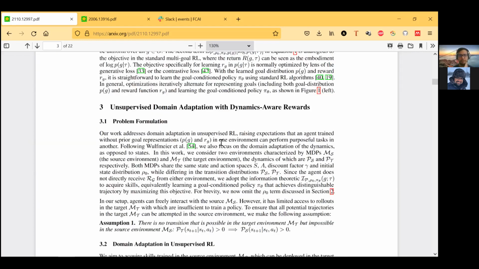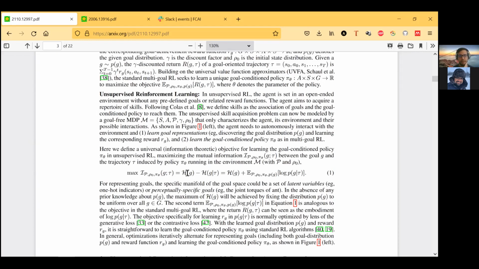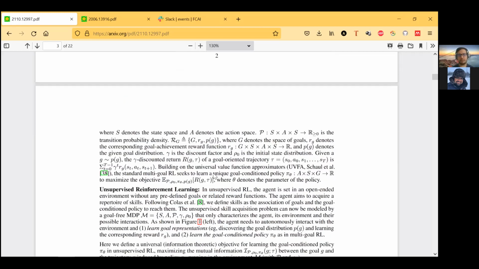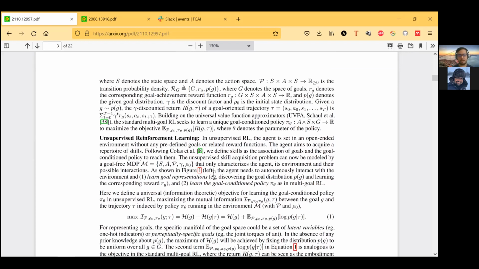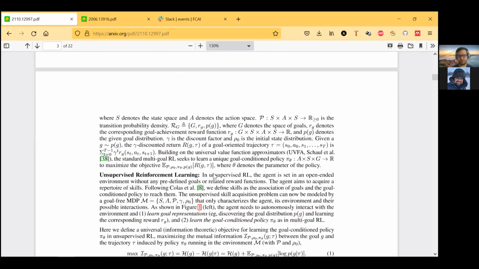And so the mutual information is high if you have a distribution over goals that has a lot of entropy. So you don't focus on just one goal, but you have a distribution that is wide and covers, for instance, the state space if your goals are to reach specific states. But the other term of mutual information is that, once you see a given trajectory, you are able to recognize which goal it is.